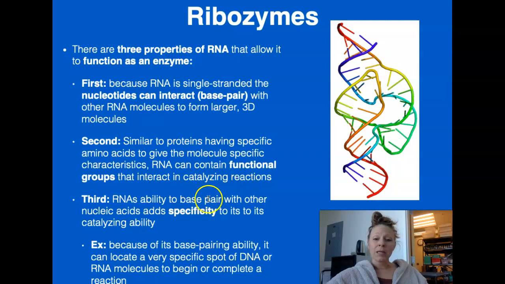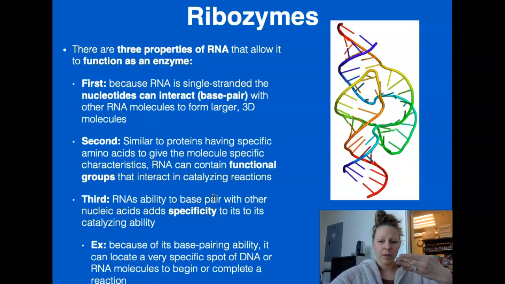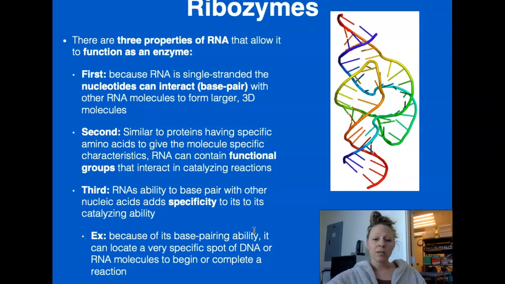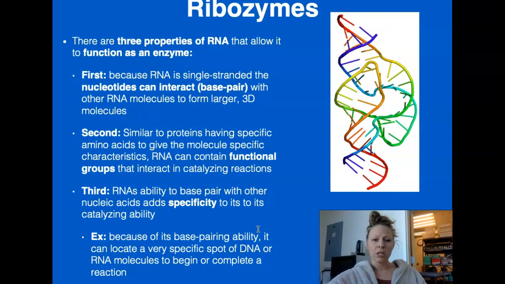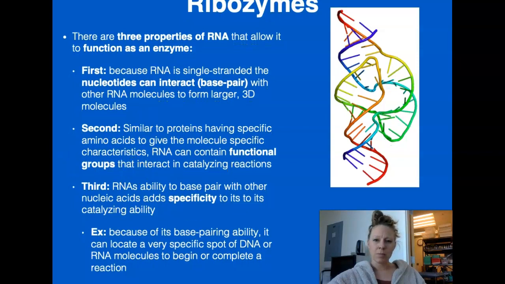Third, RNA's ability to base pair is going to allow it to find other nucleic acids. So if it's looking for a section of DNA, it'll be able to find a very specific sequence and line up to it because it also contains that sequence or its complementary base pair. And so it's going to be able to locate very specific spots of DNA so that it can begin a reaction or complete a process. So those are the reasons why RNA can function as an enzyme.